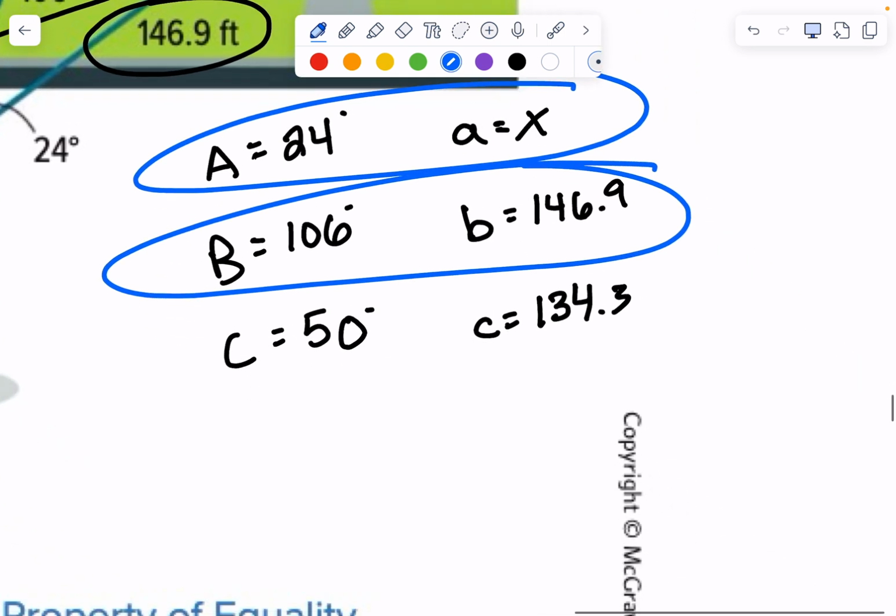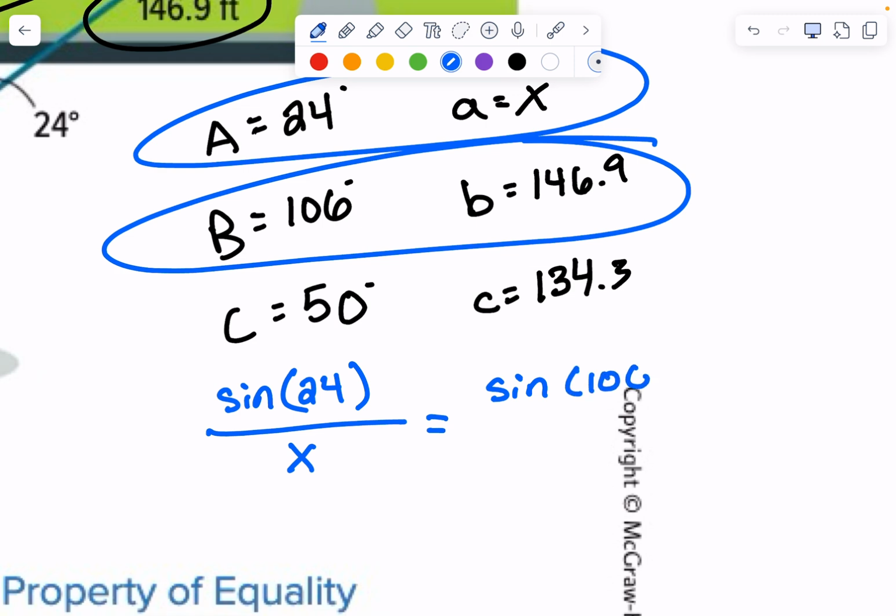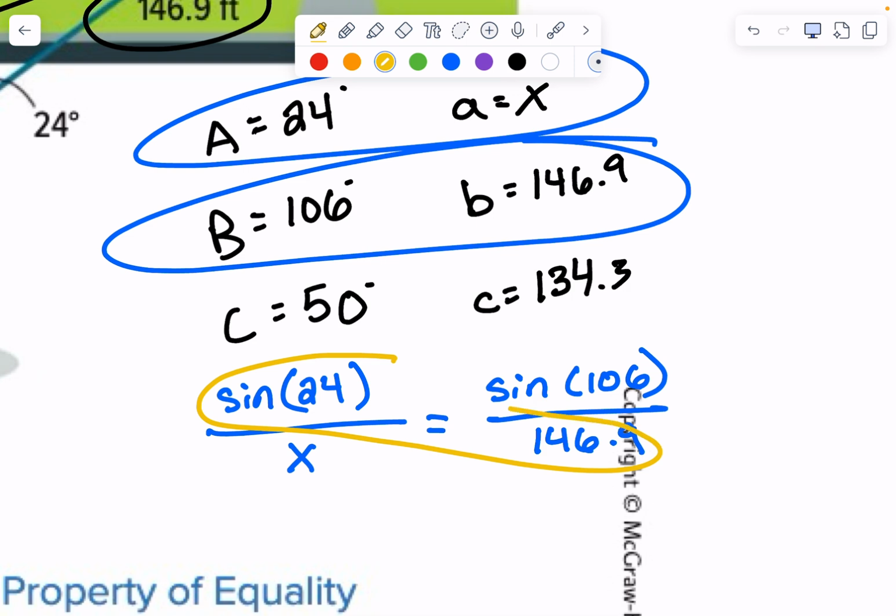Okay, so let's set this up. Sine of the angle over the side. Sine of 24 over x equals sine of 106 over 146.9. Okay, now I cross multiply those, and then I divide by sine of 106.